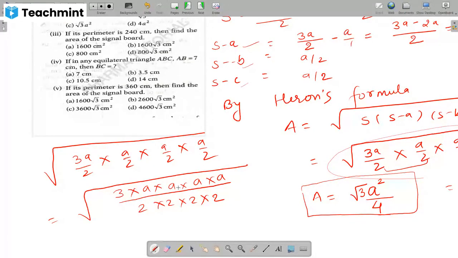Okay, so how to find square root? We make pairs of 2 only. So one pair is this, one pair is this. So we'll take it outside the square root. When you take outside the square root, you will get a multiplied by a, and in the denominator also we have a pair. So when you take out, you will get 2 multiplied by 2, and here what is left? Only root 3. So what will be the answer? Root 3. A multiplied by a is a square, and 2 multiplied by 2 is 4.